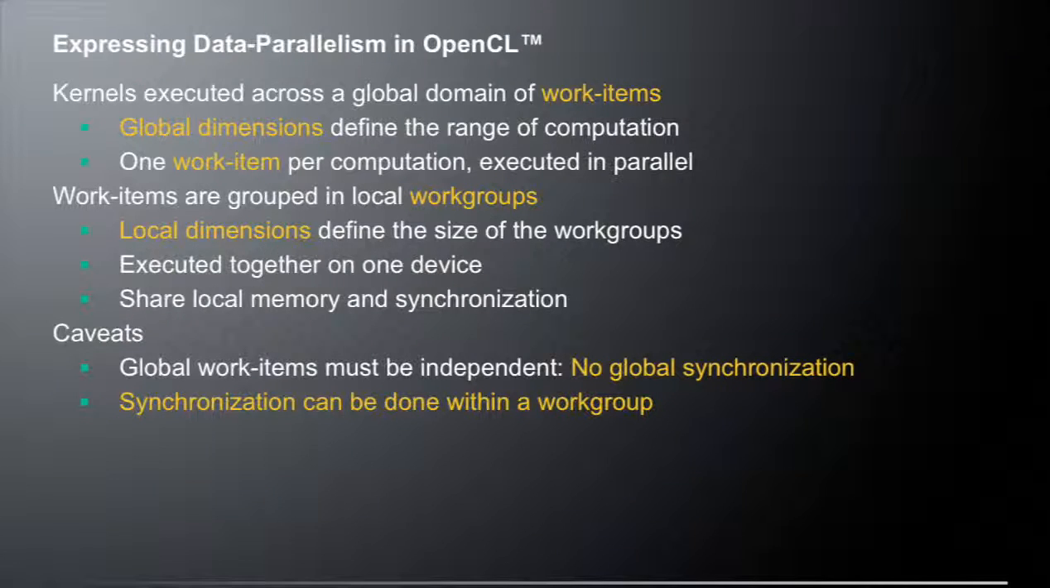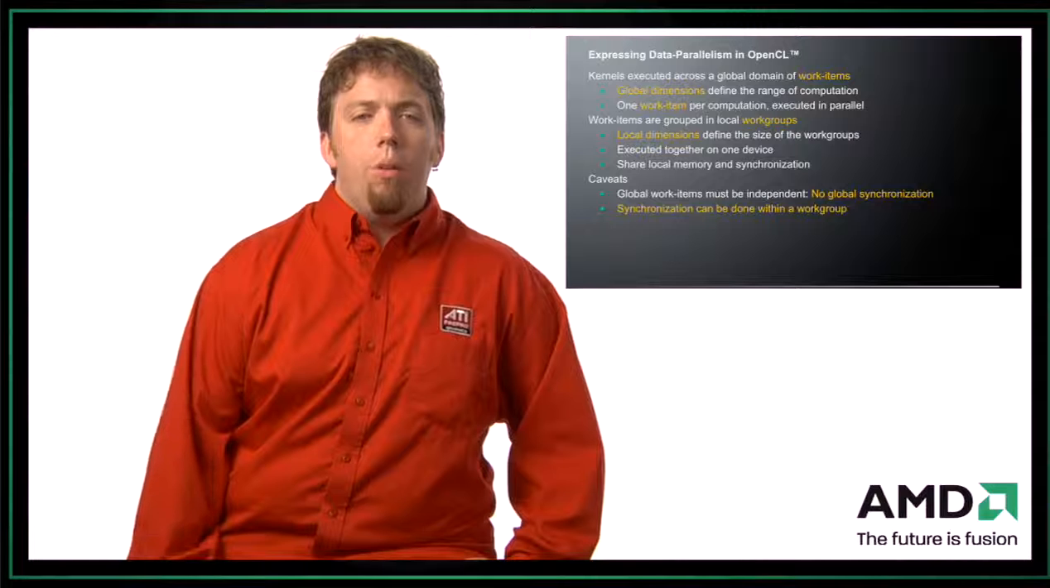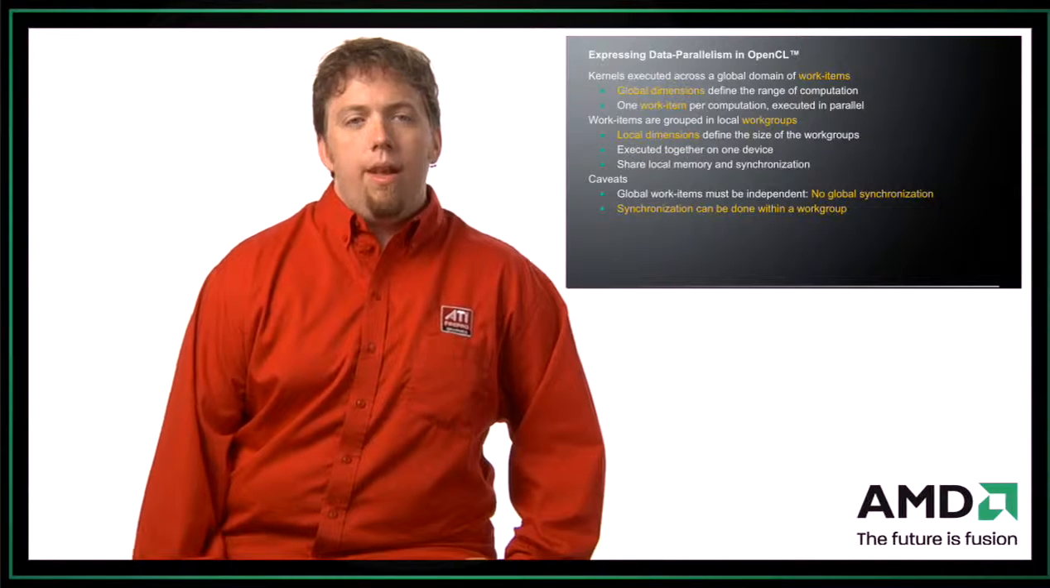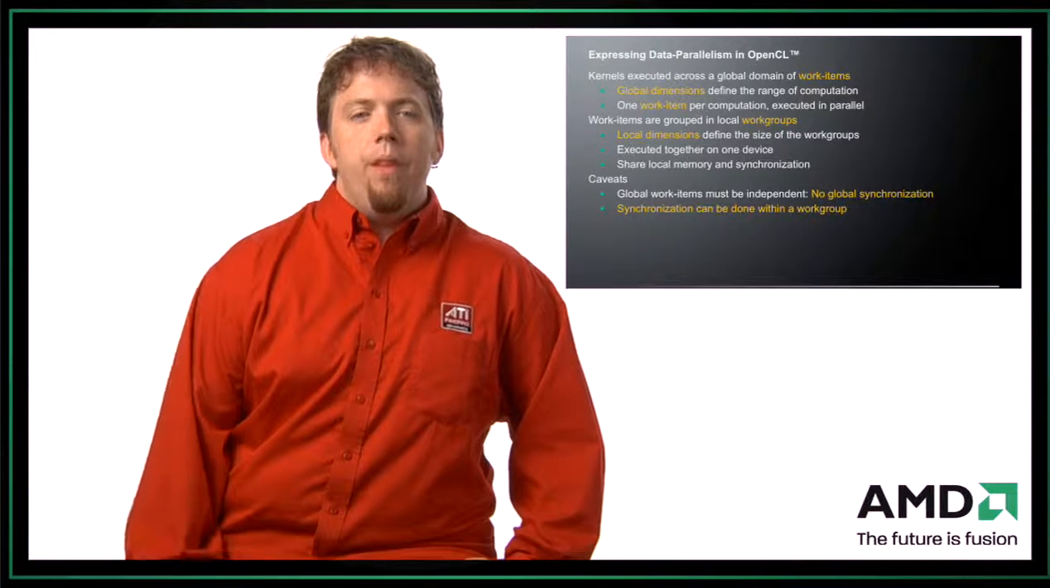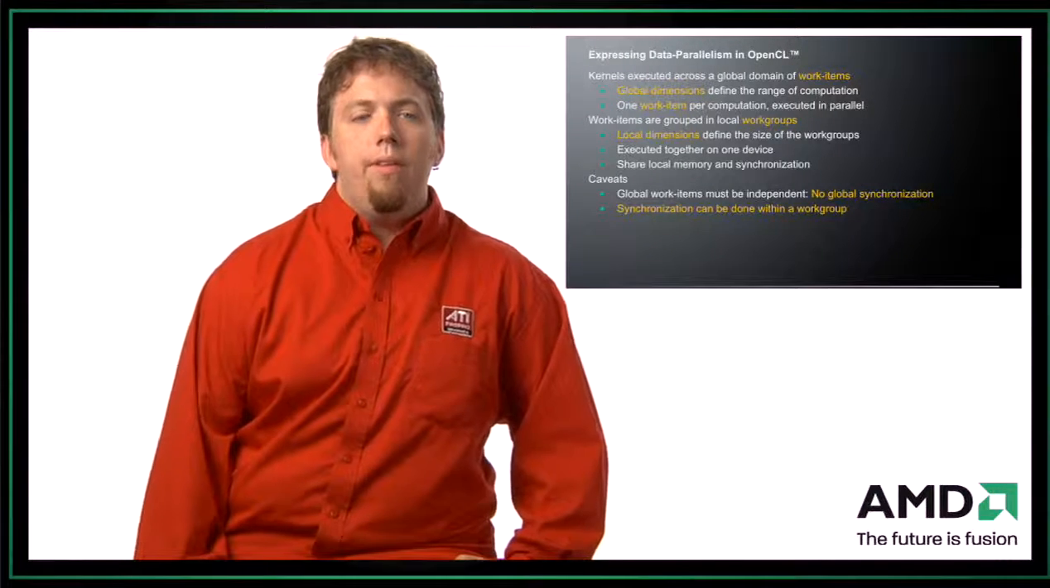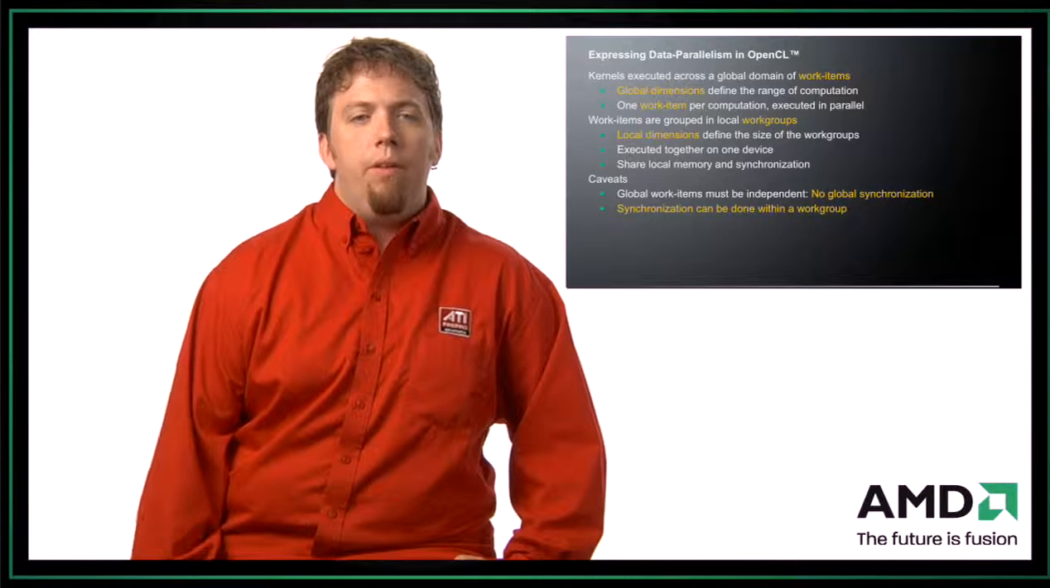It's key to note that kernels are executed across a global domain of work items. Our global dimensions define the range of computation. One work item per computation is executed in parallel. But we can further group our global domain into local work groups. Our local dimension tells us the size of our local work group, and these are executed together on one device. The reason they're executed together on one device is that way we can share local memory and synchronization.